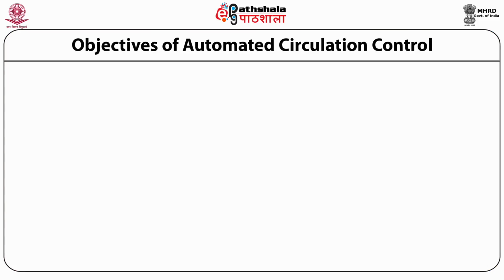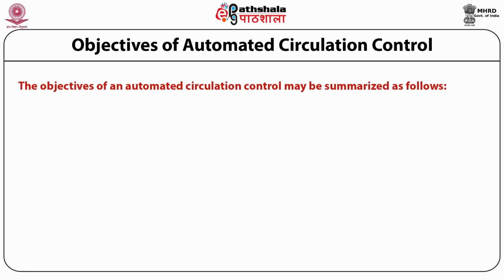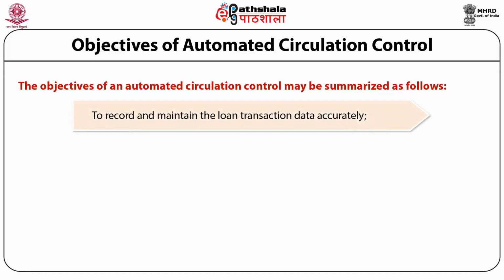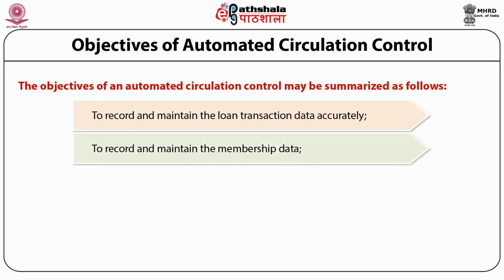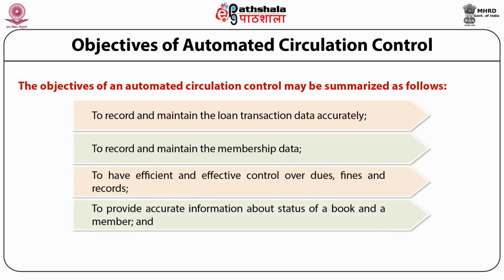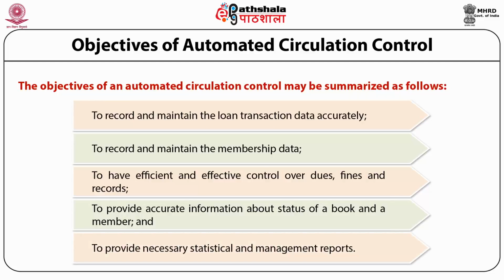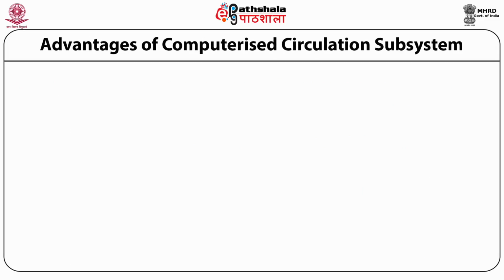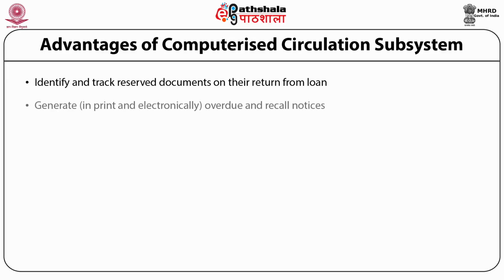Objectives of automated circulation control. The objectives of an automated circulation control may be summarized as follows: to record and maintain the loan transaction data accurately, to record and maintain the membership data, to have efficient and effective control over the dues, fines and records, to provide accurate information about the status of a book and a member, and also to provide the necessary statistical and management reports.